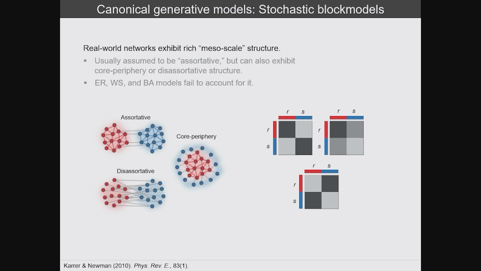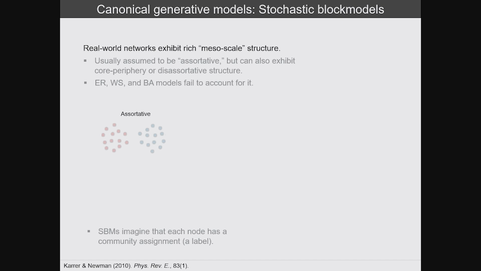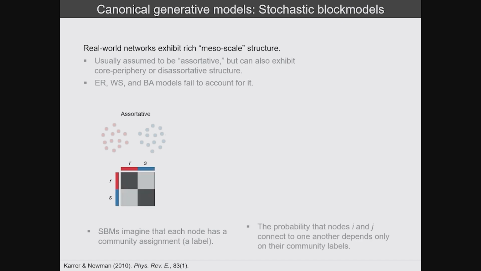So enter the stochastic block model. The stochastic block model imagines that each node in the network has a cluster label or a community assignment. And if we have only two communities, we're going to restrict it to two communities for now, the probability that any two nodes are connected to one another only depends on their community labels, right? This kind of stochastic invariance. The exact identities of the nodes don't matter, it's just their cluster labels that matter.